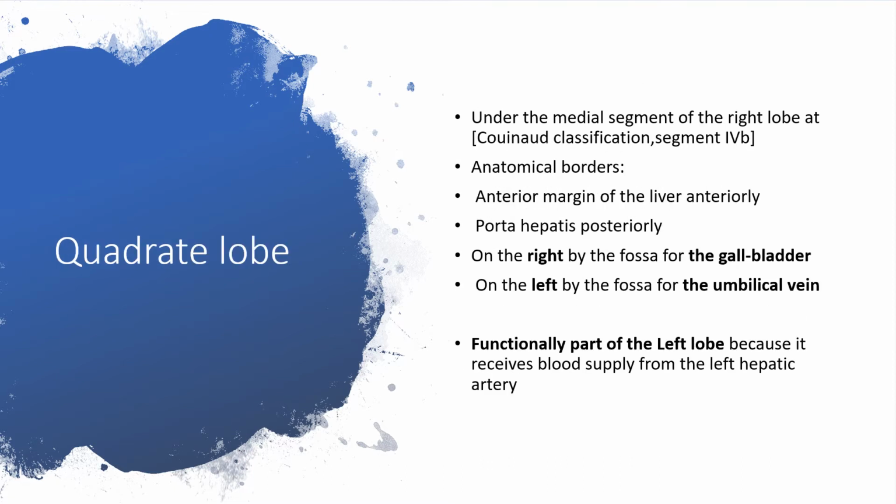The caudate lobe is under the medial segment of the right lobe, and using Couinaud classification is segment 4B. Anatomical borders are essentially that anteriorly is bordered by anterior margin of the liver, and posteriorly by porta hepatis. On the right, bordered by fossa for the gallbladder, and on the left, by the fossa for the umbilical vein. It's functionally part of the left lobe. And why that? Because it receives blood supply from the left hepatic artery.